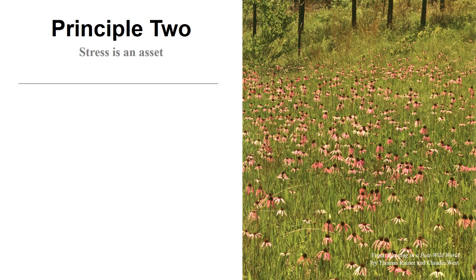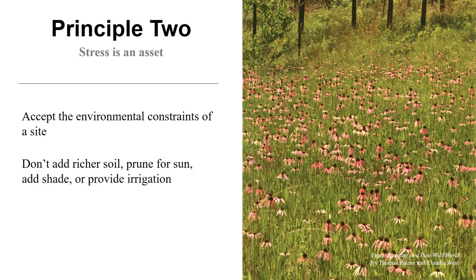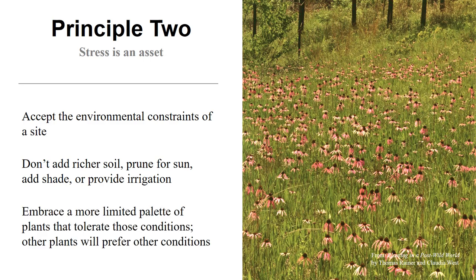And along with the desirable plants that we might get in this landscape, we'd actually probably see an increase in the incidence of weeds. Weeds that are maybe more adapted to those neutral conditions as opposed to the alkaline conditions here. So digging into this, Rainier and West say to accept the environmental constraints of a site. Don't add richer soil, don't prune your trees to increase sun, don't plant things to increase shade, don't provide irrigation, just basically work with what you have and let the plants that you select fit that site.